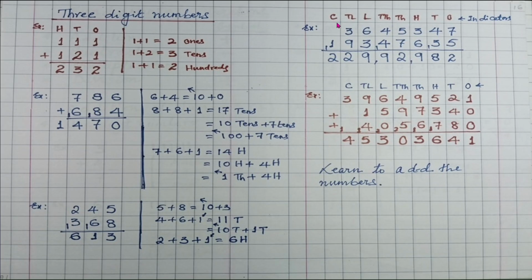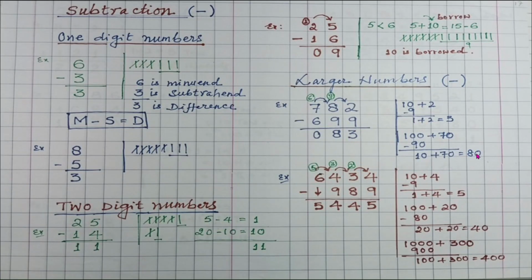So that is how we add numbers, that is addition of numbers of different digits: 1 digit, 2 digit, 3 digit, as many digits as there are can be added by this method. So learn to add numbers with as many examples as possible. Now let us go to the next very important fundamental operation, that is subtraction, and the symbol of subtraction is minus.